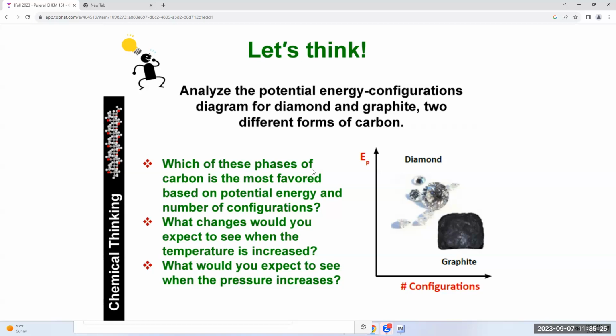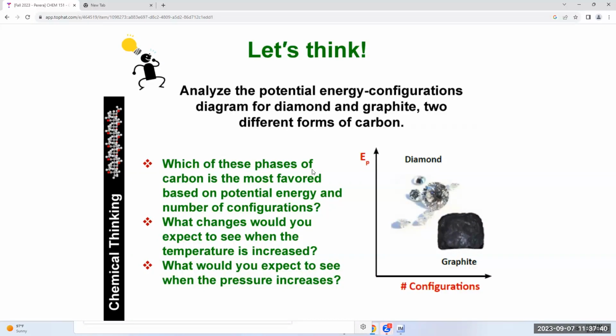Diamond form, I agree. Okay, but why though? Because, and pressure is related to which axis? Potential energy or number of configurations? Configuration. No, thank you. Number of configurations. So increase in pressure will favor the state with higher number of configurations or lower number of configurations? Lower number of configurations. Diamonds have a lower number of configurations, and that's why increasing pressure will favor the formation of diamonds. Okay, so in fact, that is exactly how diamonds are formed synthetically.